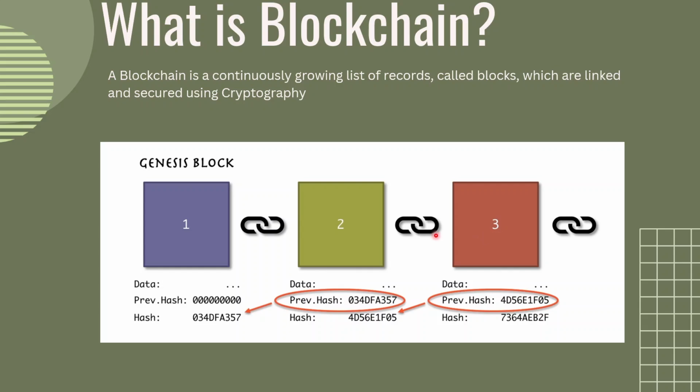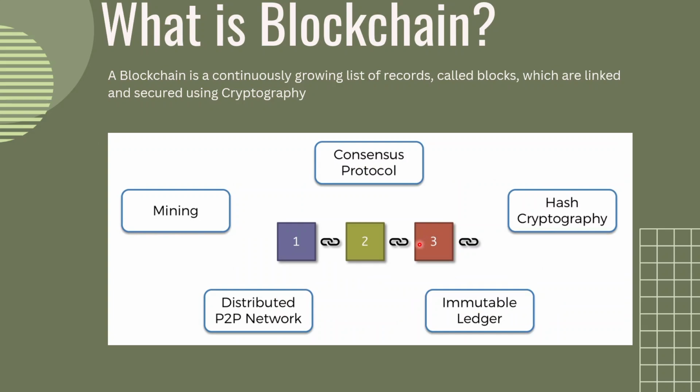So maybe you now have a simple understanding of how a blockchain is built, and now we will go into the deeper concepts of blockchain. A blockchain is related to these five topics. We should know hash cryptography, immutable ledger, distributed peer-to-peer network, mining, and consensus protocol. So let's understand each topic step by step.